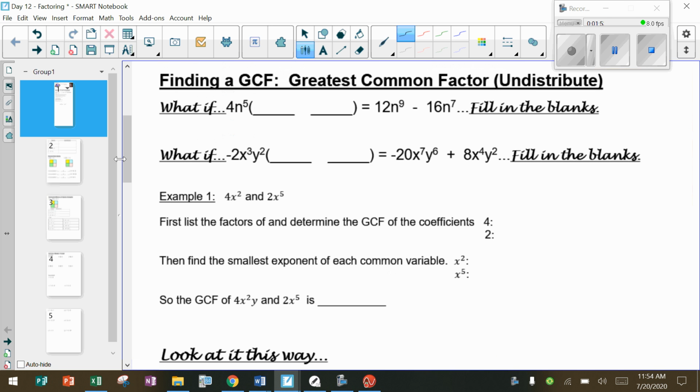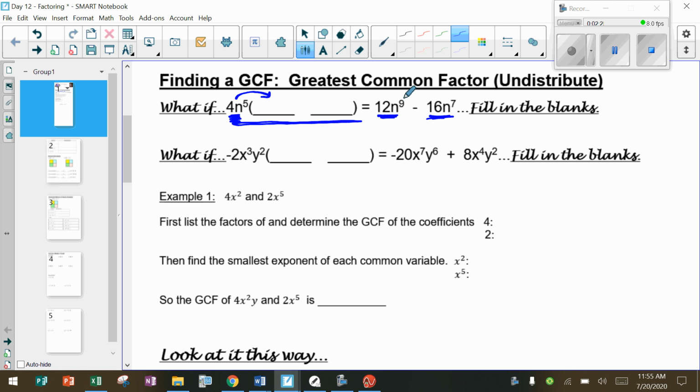So finding a GCF, like I said, is the opposite or backwards from using the distributive property. So let's pretend that we have something that we're going to distribute. We're going to distribute a 4n to the fifth. And our end result, we already know, is 12n to the ninth minus 16n to the seventh. What would I need in this first blank so that 4n to the fifth would get multiplied by something and end up with 12n to the ninth?